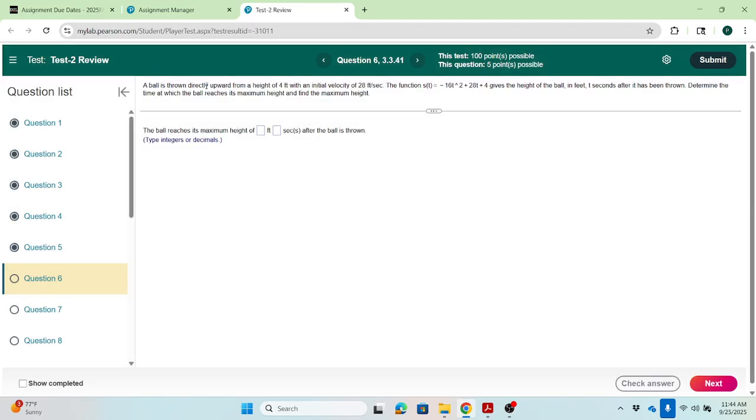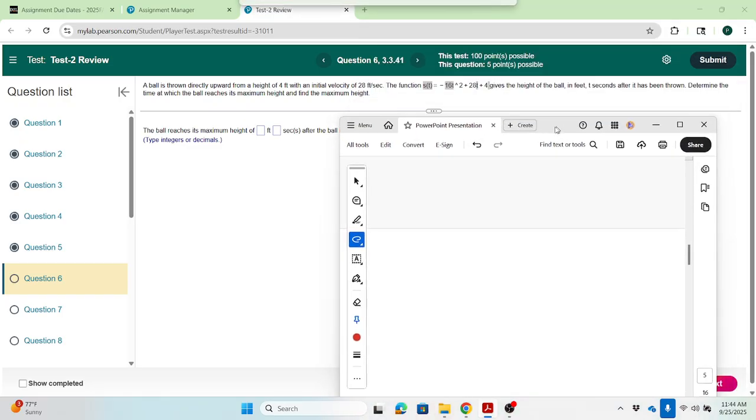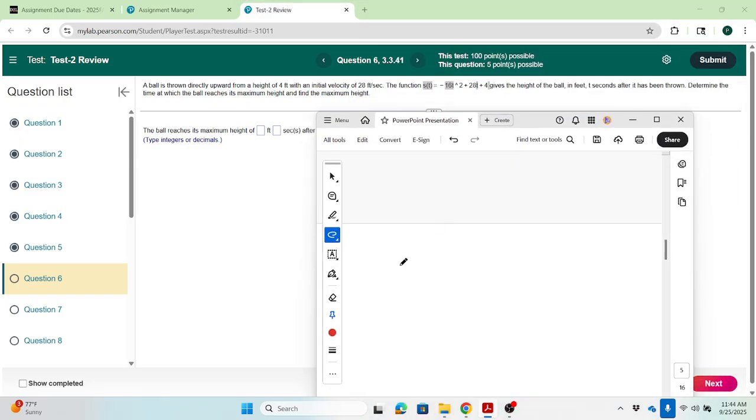A ball is thrown directly upward from a height of 4 feet with an initial velocity of 28 feet per second. If you look at the function here, this is the quadratic function. It's supposed to be written like this, this is the parabola: s of t is equal to -16t squared plus 28t plus 4. If you throw a ball, the ball follows the parabolic nature.